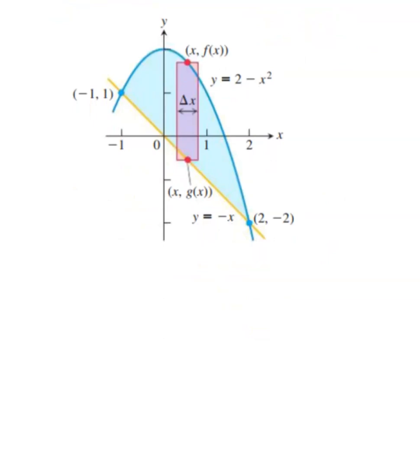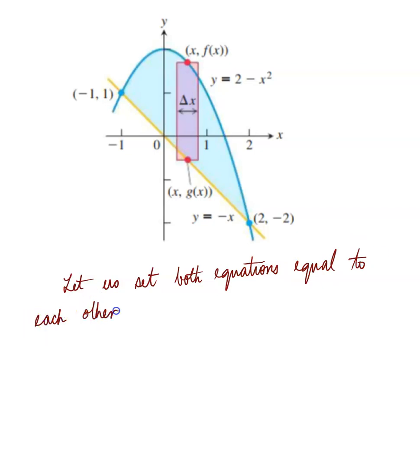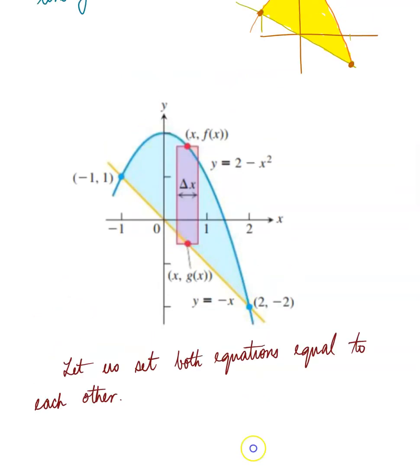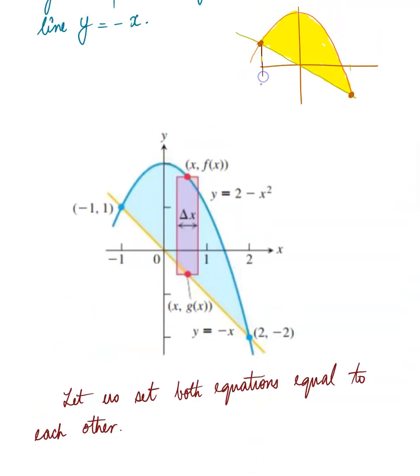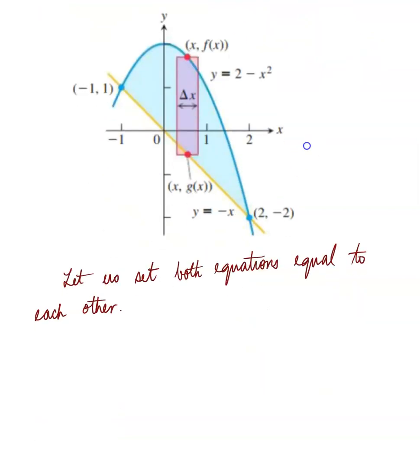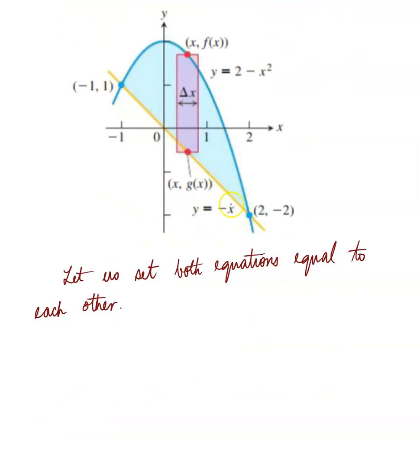So then I'll say, let us set both equations equal to each other. Now we need to do this so that I will know from where I have to go for a to b, isn't it? Because that's what will give me a to b, and then I can do the integral a to b, the top function minus the bottom function. We can easily see what the top function and what the bottom function is. What we can't see is those endpoints.